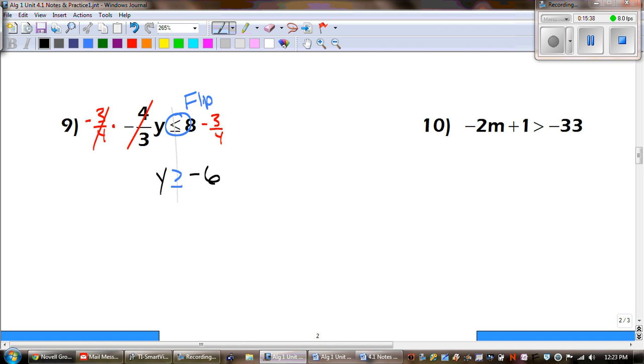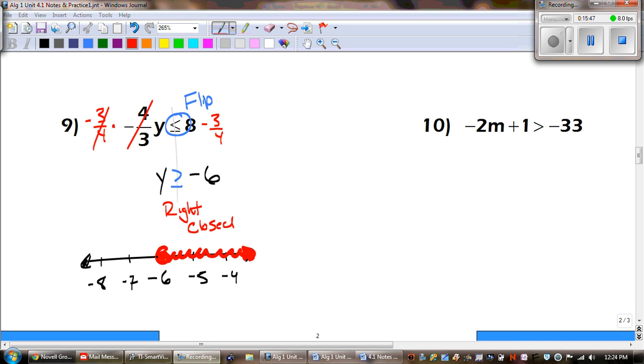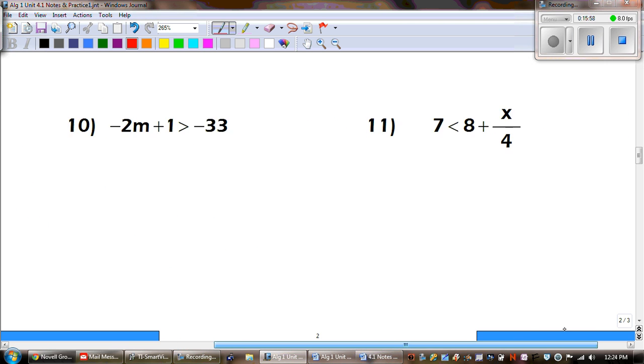Okay, why don't you guys pause the video and see if you can graph that all on your own. Okay, so it was right and it was closed because y is greater than or equal to negative 6. And there we go. All right, number 10.